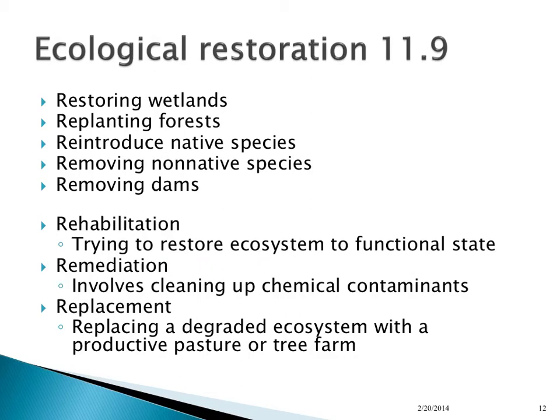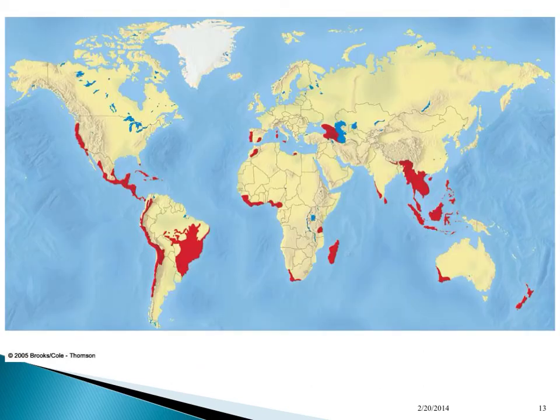We also replace things, replacing a degraded ecosystem with a productive pasture or tree farm. So if something's bad, let's replace it with something that can be productive. These are all protected areas, or actually hot spots, in the United States and around the world. If you take a look at California right here, those are deemed hotspots because we have so much pressure from people living there pushing out native species. And that's something that we need to address.